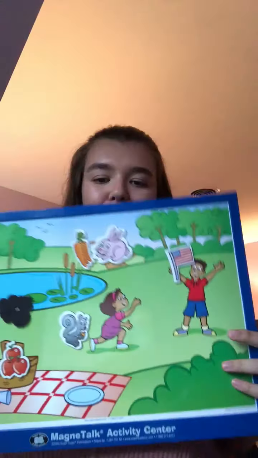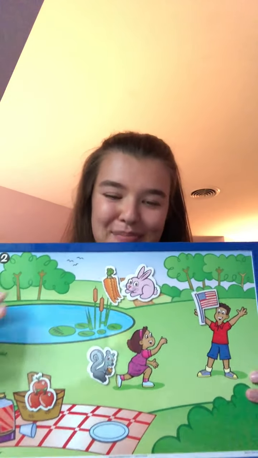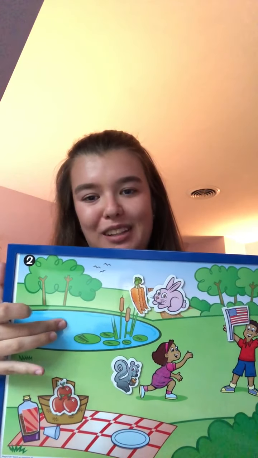So like I said, this is really, really fun. You can get a little silly with it. You know, I could have put the squirrel in the water, and we could have said, oh, you know, the squirrel doesn't swim, but that's where you want to put it. So that's what you have to do, and you have to follow the instructions.